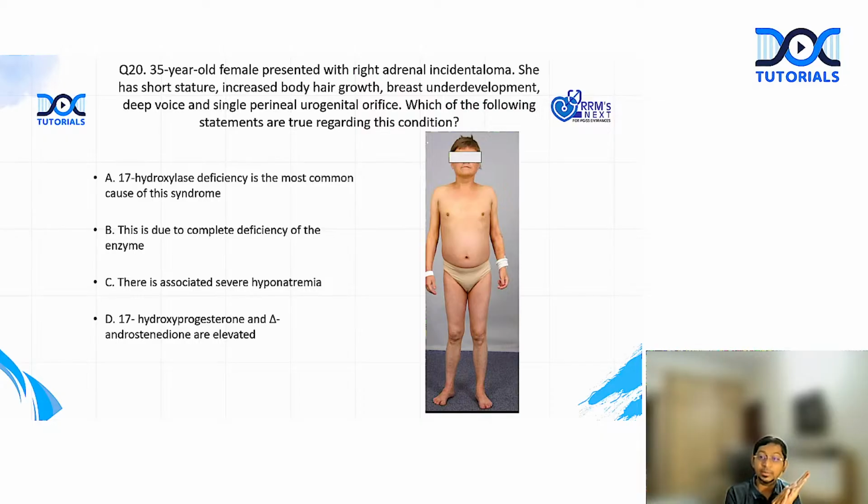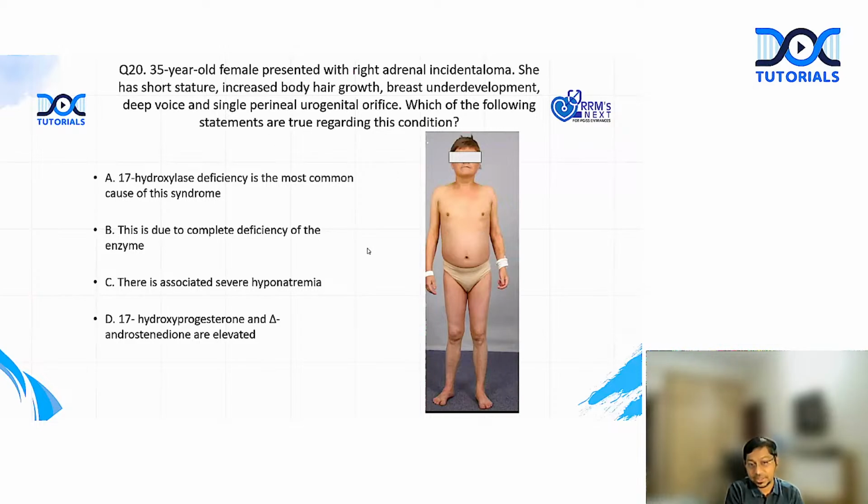So they usually may not even survive up to adulthood. And they have severe salt wasting, so usually they're associated with severe hyponatremia. Whereas in this partial deficiency spectrum, these patients may sometimes grow up to adulthood. They don't have much salt wasting. However, they have the virilizing features.